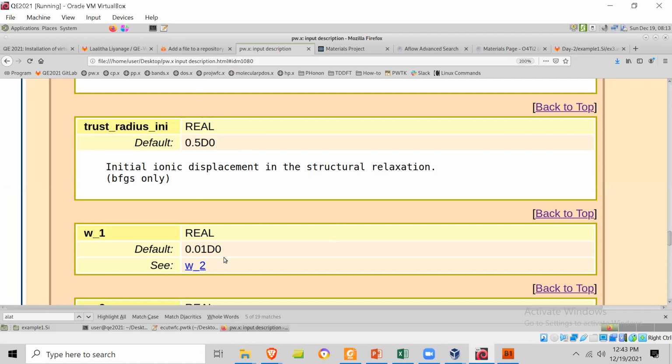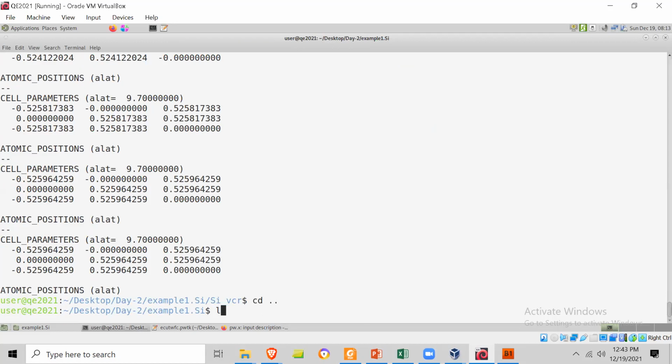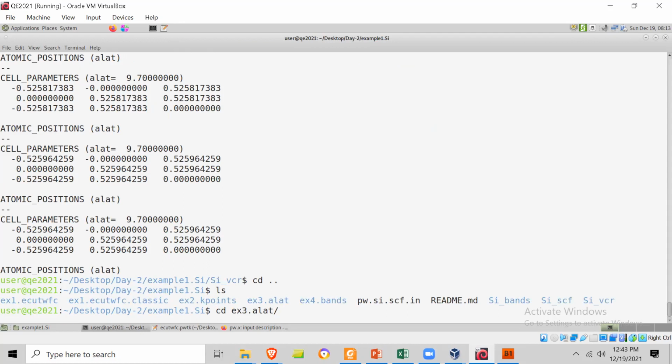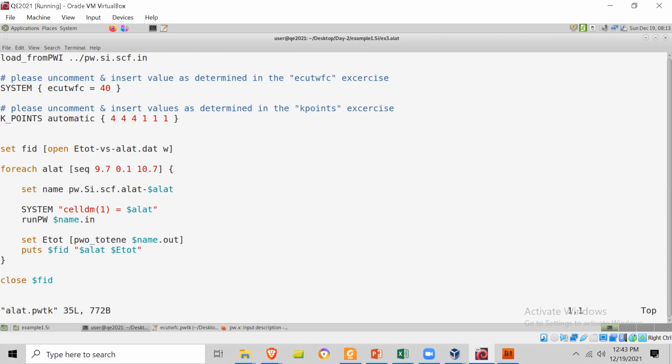So let me quickly show that. So if you go here to the sample 3 ALAT, so we can do this, and we can say system.